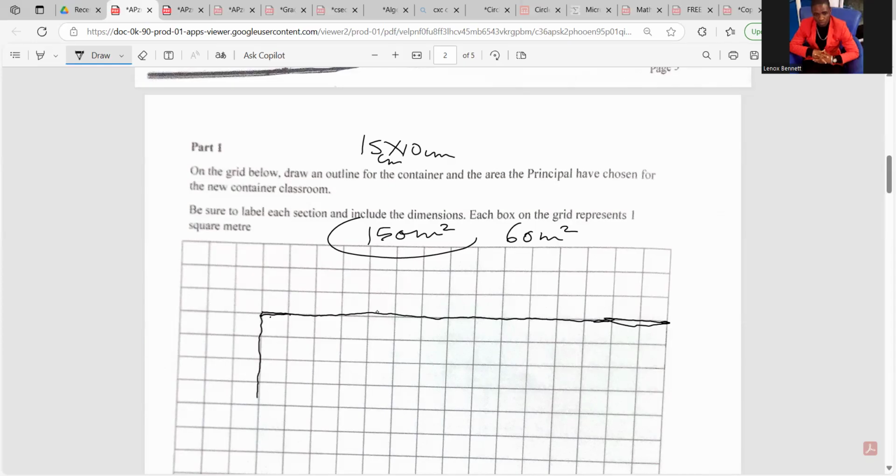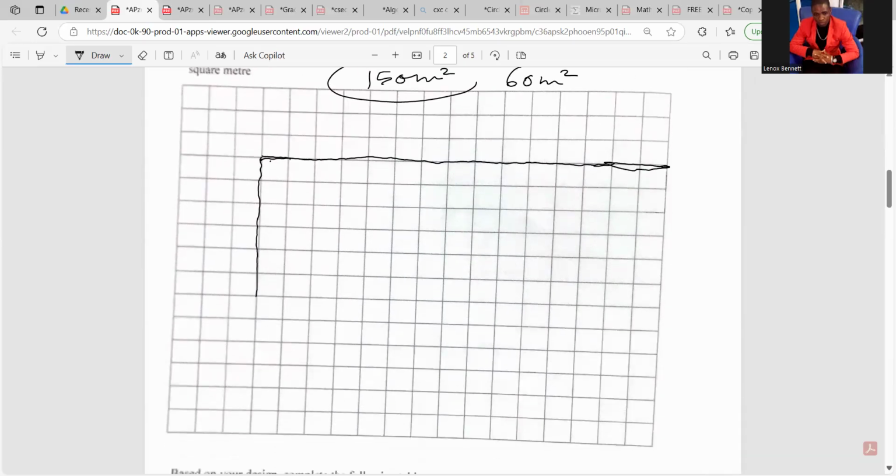That is 150 square. So I should get 10 here. 1, 2, 3, 4, 5, 6. We have some space. So now it's about 6, 7, 8, 9, 10. And then we go across, all the way across. Alright, so that concludes the area we're going to build, right?